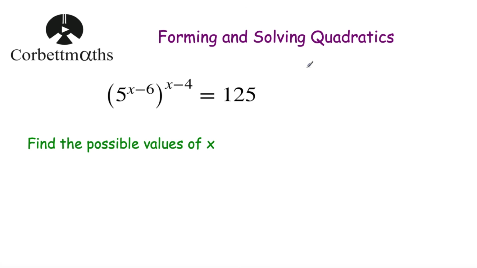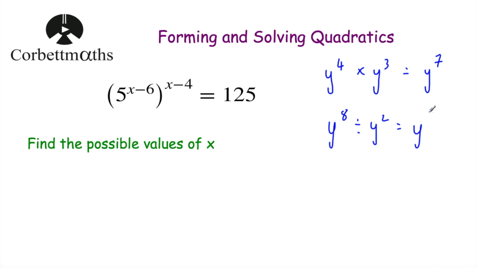So remember our laws of indices, that if you've got two things with the same base, such as y to the power 4 times y to the power 3, that's equal to y to the power of 7, because you add the powers together. If you had things such as y to the power of 8 divided by y to the power of 2, you take away the powers and you get y to the power of 6.